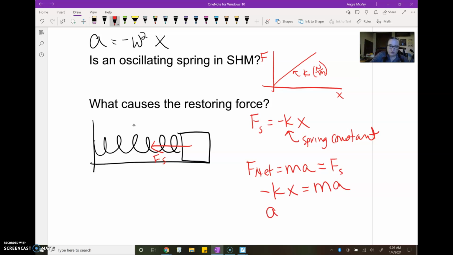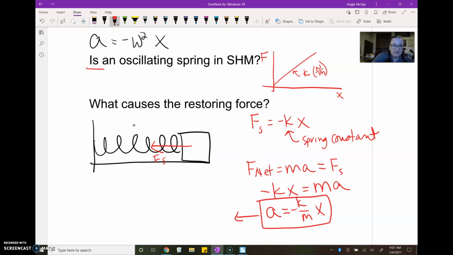And so we can solve this for acceleration. Acceleration equals negative k over m times x. I'm going to box this, but this equation is not in your data booklet, I don't believe. Let's check really quick. Nope, not in your data booklet. So this is something you would be expected to derive yourself. So from this, we have an equation for the acceleration versus displacement for the spring.